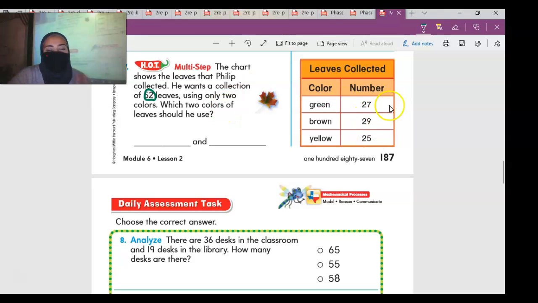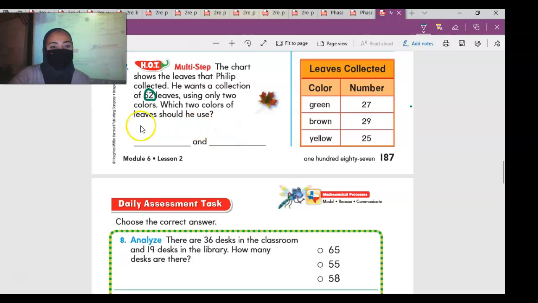What 2 numbers can I add together to make 52? That's basically what they're asking you. So this is a guess and check problem. You have to try it, guess it, and see if it works. So let's try, who wants to guess first? What are we going to add first? Ramsey? What 2 colors would you add together first?